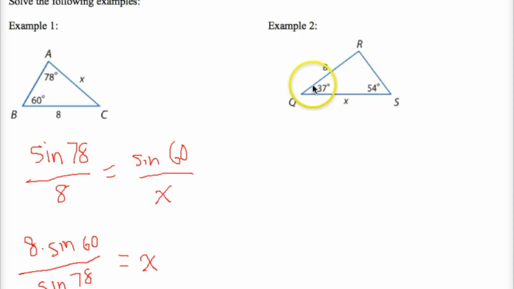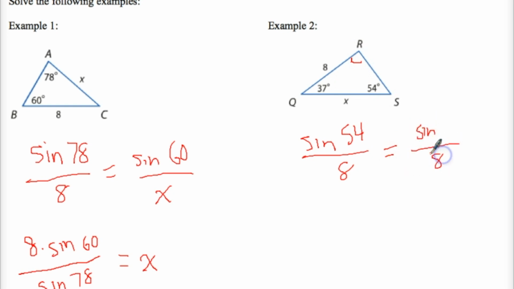Here's another one where I have angle, angle, side given, and I can find whatever I need after that. So the pair we have that goes together is the sine of 54 goes with 8, and then we need this one. The sine of that angle will go with x. Well, that doesn't take long. 54 and 37.